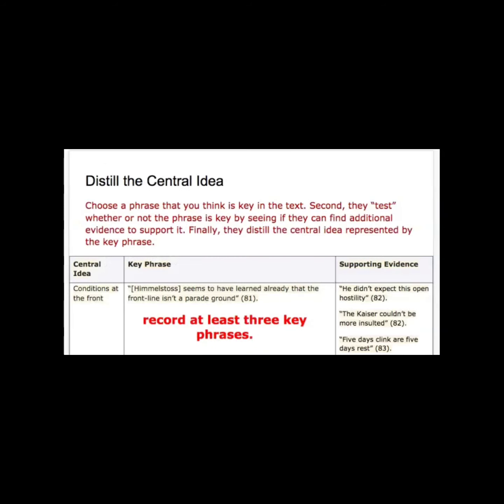So for example, here, one of the central ideas from the text is the conditions at the front. Another one could be the psychological effects on the soldiers. Another one could be food rations. Another one could be death. Another one could be the feeling of isolation, the loss of loved ones. All of these are central ideas or things that happen in this novel. But looking at the central idea that I have, conditions at the front.